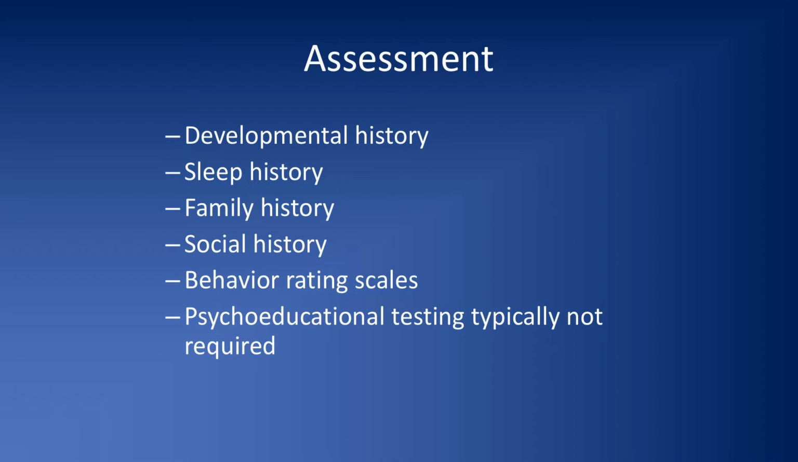Is there a history of ADHD or other psychiatric problems in the family? Social history is critical as well. What are the peer relationships like? Is there something different socially right now? Has there been a divorce in the family? Have people moved and so forth? Because that can affect one's behavior.